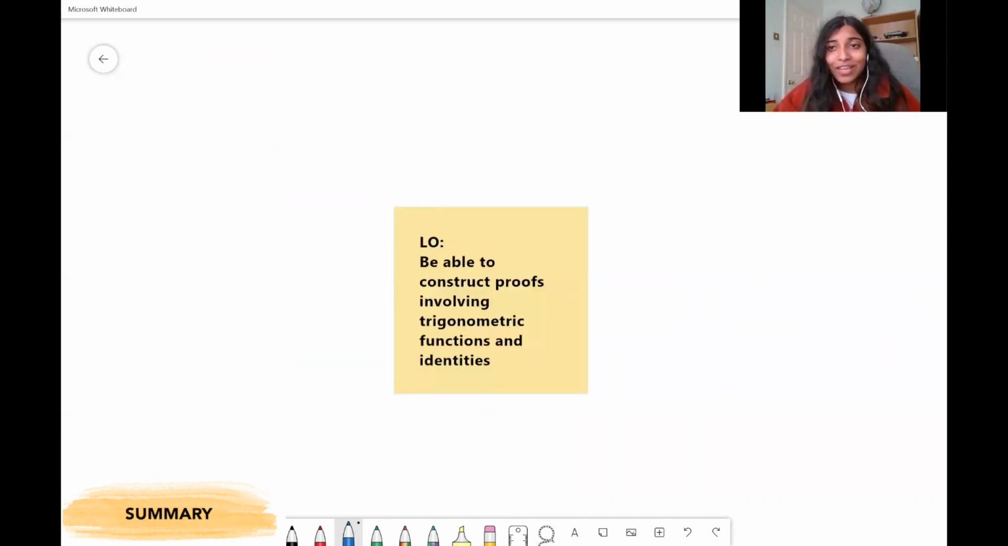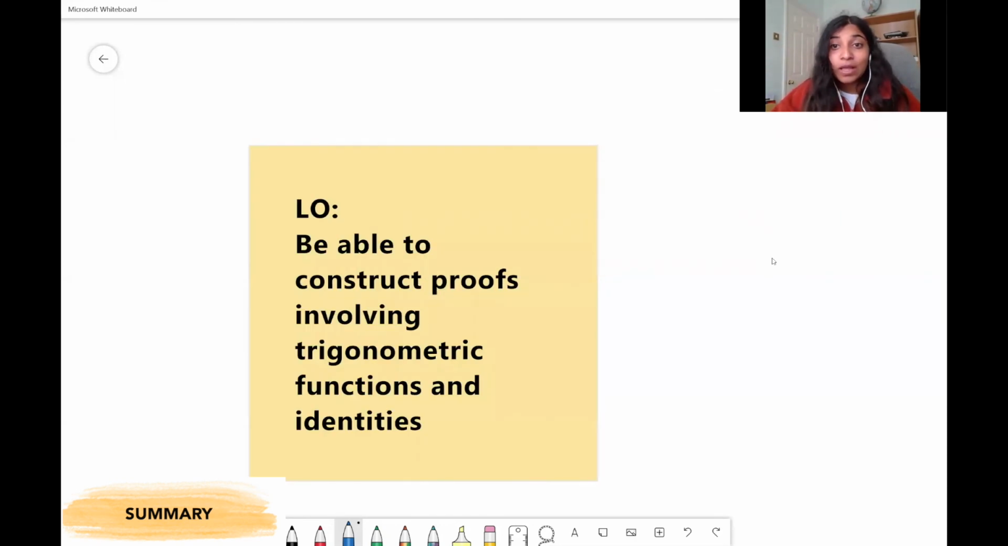So that's everything. Hopefully you found this useful. So just to sum up, we went through how to construct proofs involving trig functions and identities. In order to master this, it just takes a lot of practice. So make sure you do loads of practice questions and make sure you fully understand how to use all the trig identities and double angle formulae we went through before. But other than that, thank you.